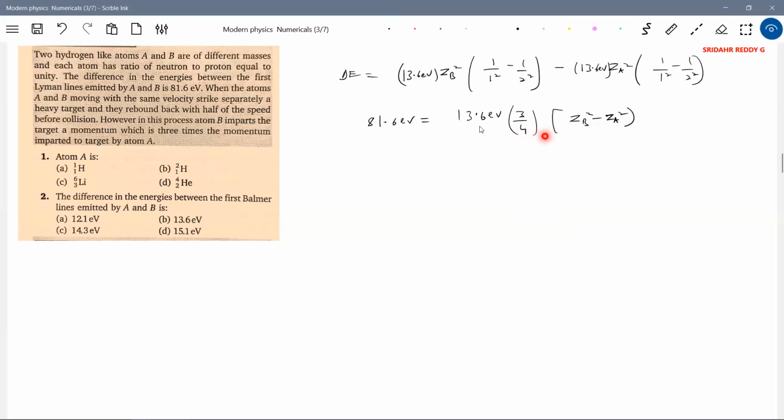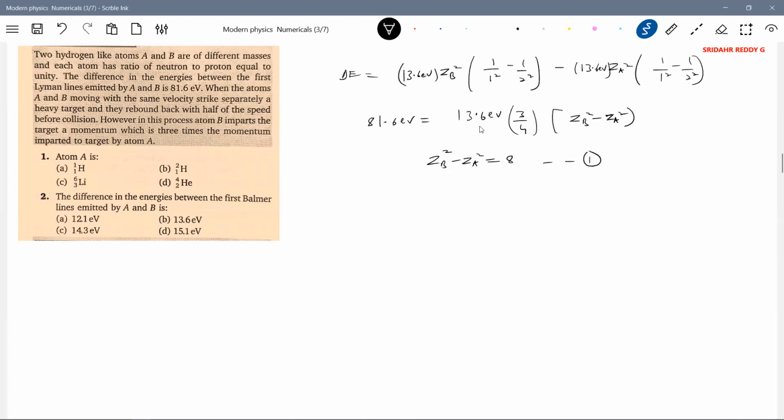I have one equation. How much will this be? 81.6 by 8, ZB square by 8 minus ZA square equal to 8. Okay, this will be much easier. I need one more equation getting the relation between ZB and ZA.